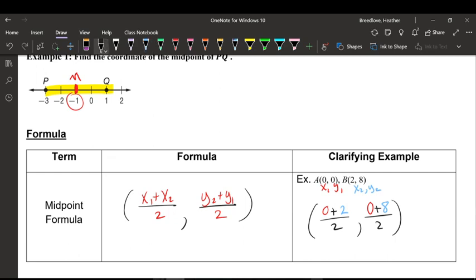When I add, 0 plus 2 is 2. 2 divided by 2 is just 1. So I have 1. That's the x of the midpoint. 0 plus 8 is 8. 8 divided by 2 is 4. So my midpoint is at 1, 4.